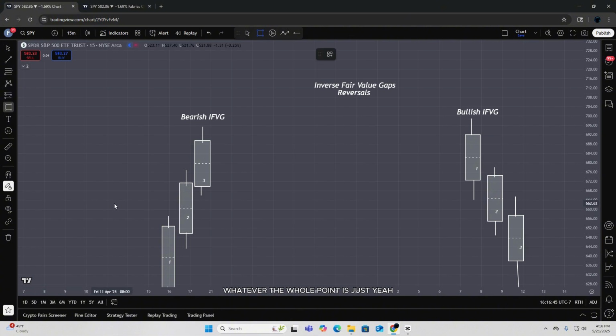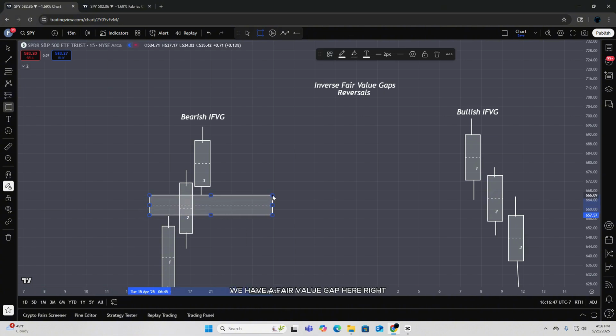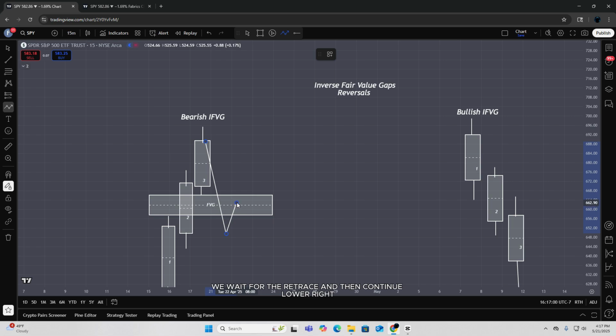Whatever. The whole point is we have a fair value gap here. This is a bullish one. But then eventually we just fill this. If we fill this, then that turns into an inverse fair value gap where we actually play the opposite way, where we get the inverse, we wait for the retrace, and then continue lower. So let's actually turn this into an inverse fair value gap.